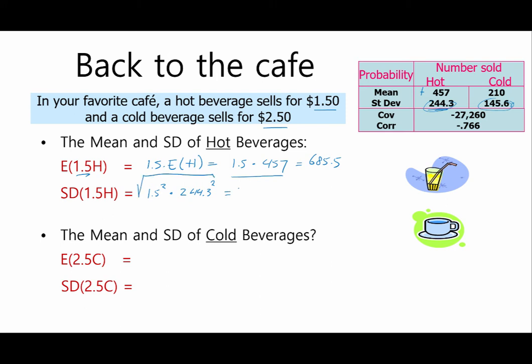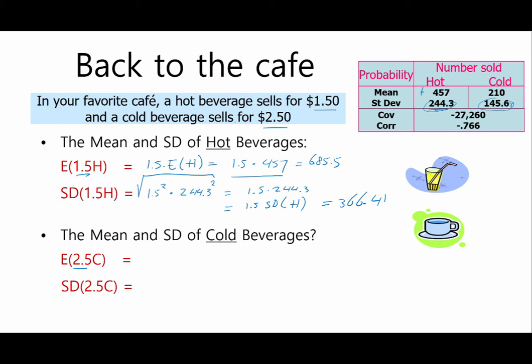Now, this actually simplifies quite nicely to the following: 1.5 times 244.3. Basically what we can say is 1.5 times the standard deviation of hot is the number that we're looking at. And so that ends up being equal to 366.41. Okay, so let's do the same thing for cold beverages.